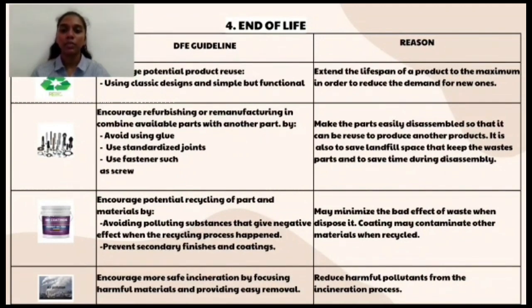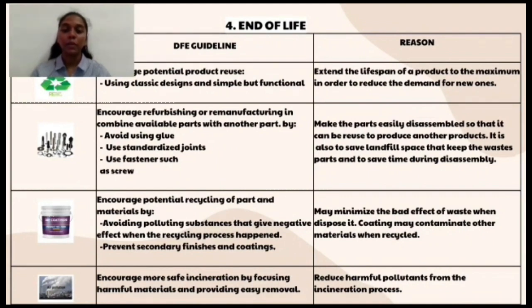Second, encourage refurbishing and remanufacturing by combining available parts with other parts. By avoiding using glue, use standardized joints, use fasteners such as screws. This is to make the parts easily disassembled so that the product can be reused with other products. It also saves landfill space that keeps the waste parts and saves time during disassembly.